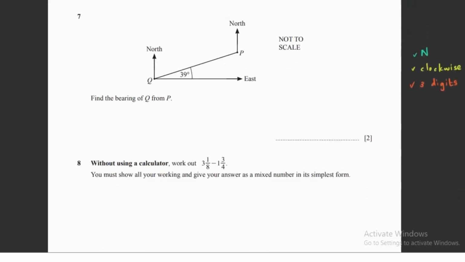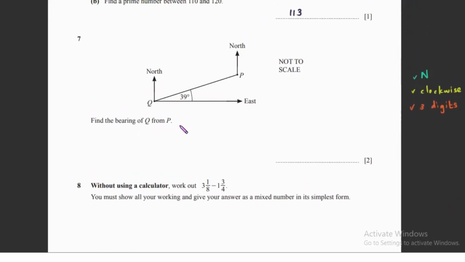In question 7, you're supposed to find the bearing of Q from P. So if you are to find the bearing of Q from P, first identify the two locations that they have mentioned in the question for which you're supposed to calculate the bearing, which is Q and P. So I'm going to connect them with a line. In the question, it clearly states that the bearing of Q has to be calculated from P. From P explains where the bearing has to be measured.